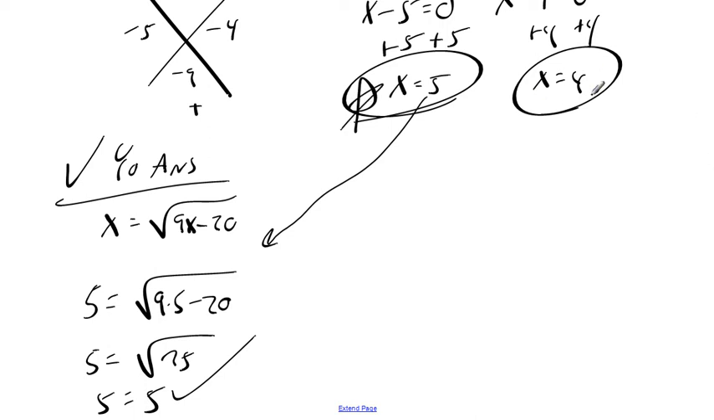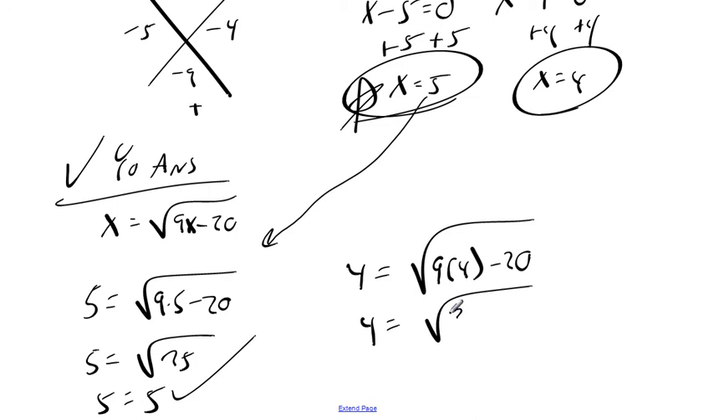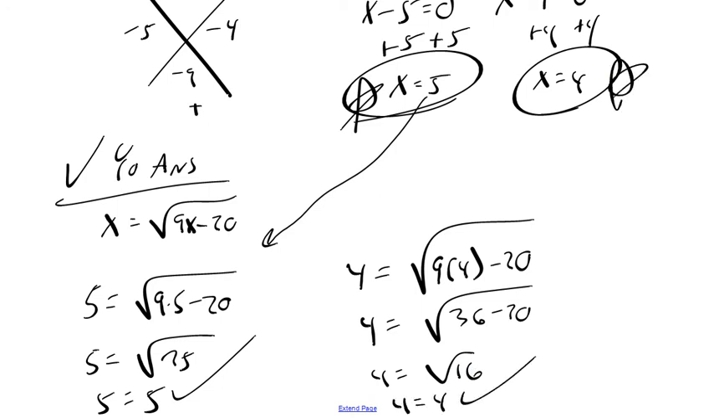Now what about quattro? Let's plug in 4 for x. Is 4 equal to the square root of 9 times 4 minus 20? Let's see. Is 4 equal to the square root of 36 minus 20? Does 4 equal the square root of 16? And 4 does equal 4. Yay! So both answers are true. Boom.